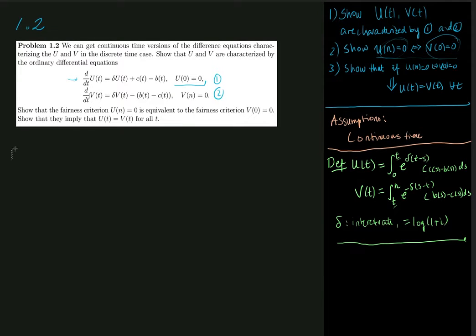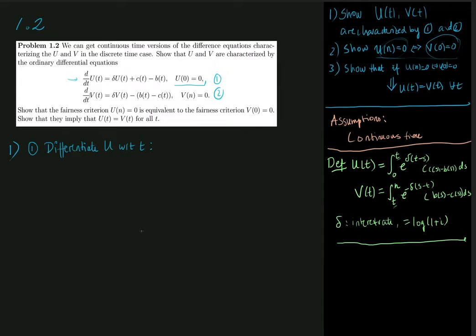Okay, now we can actually start doing our calculations. So let's start with 1. We want to show that u and v are characterized by the above ordinary differential equations. Now, how do we show that the derivative of u is something? Well, one good way would be to differentiate u with respect to t. So let's try that.